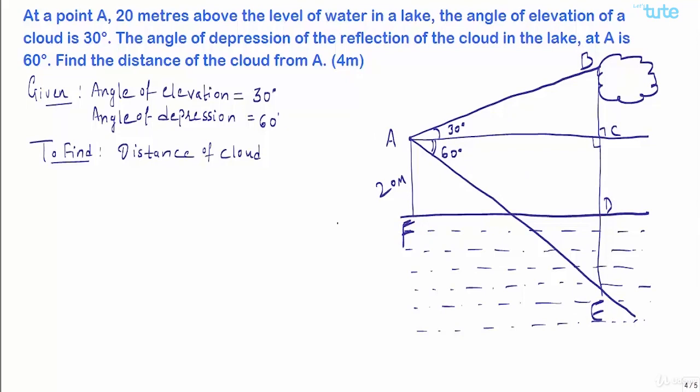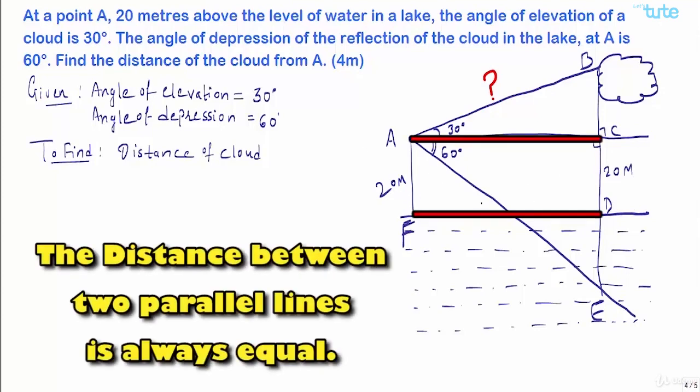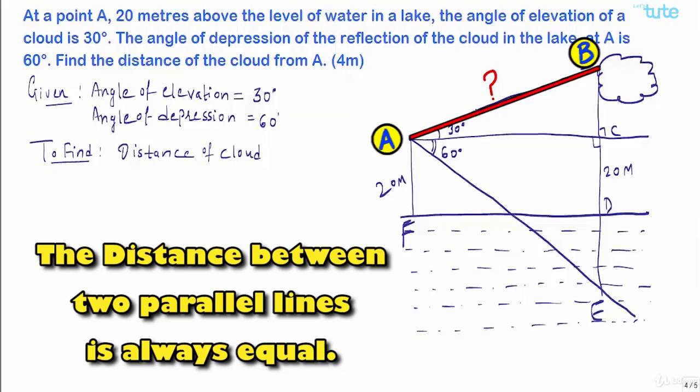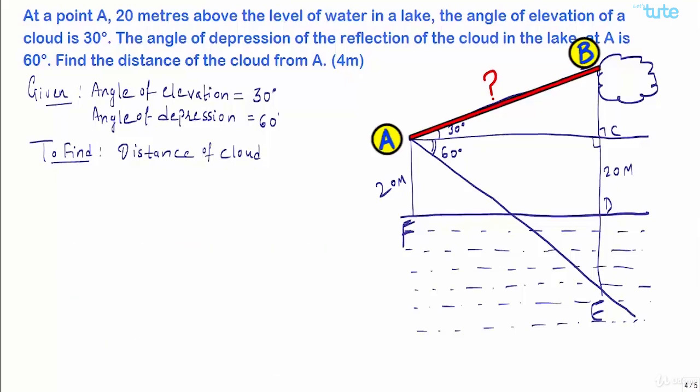Now by this picture, we have to find out the distance of the cloud from A. That means we have to find out the side AB, right? So first of all, let me tell you, since AF is 20, so DC will also be 20 meters because they are the distances between the 2 parallel lines. So how to find the side AB? We can see that the right angle triangle ABC includes the side AB. It clearly means that we can consider the right angle triangle ABC and can find the side AB.